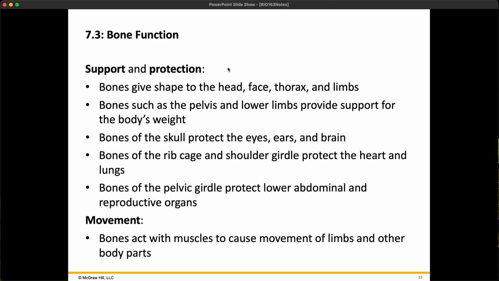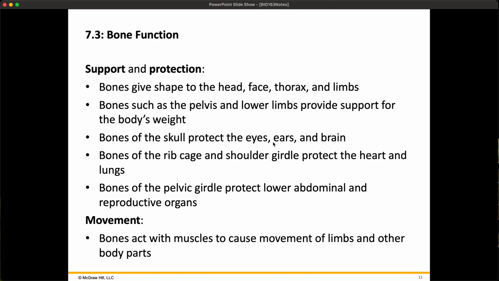Okay, so now let's get into our bone function now that we've talked about its basic structure. So we said bone provides support and protection. It gives the basic shape to the body, so it provides this general framework for our body's shape. It has bones like your pelvis and your femurs, your tibia, lower limbs to support your body's weight. Even your lower vertebrae are thicker, designed to handle the body weight.